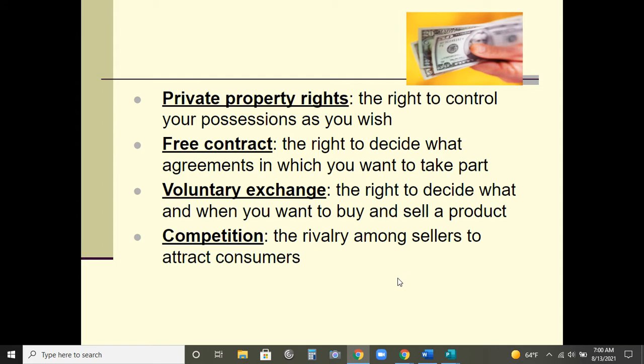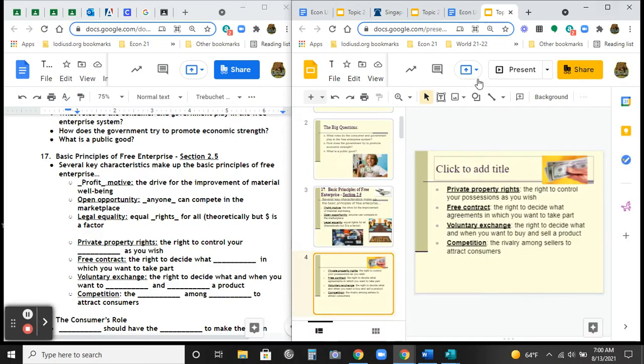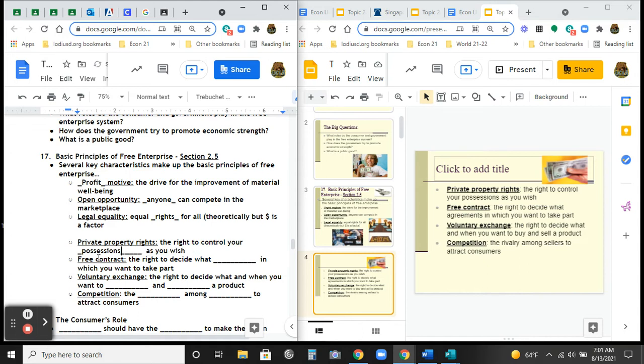Okay, additional free enterprise issues. Let me go back to double screen. Private property rights are big in capitalist systems. In them, you have the right to control your possessions as you wish. You can share them, you can trade them, you can gift them because they're yours. Free contract. You have the right to decide what agreements in which you want to take part. You don't have to sign agreements. Mostly that is true, even still true today.